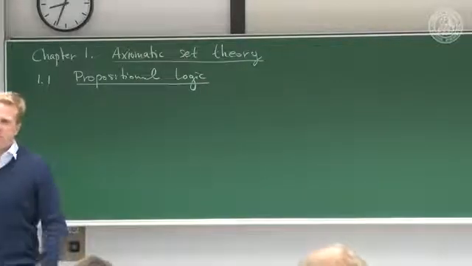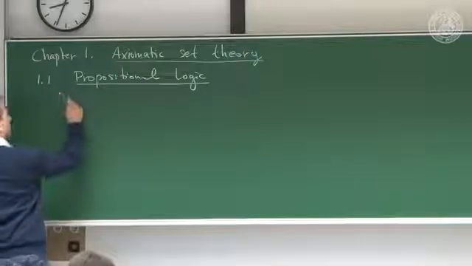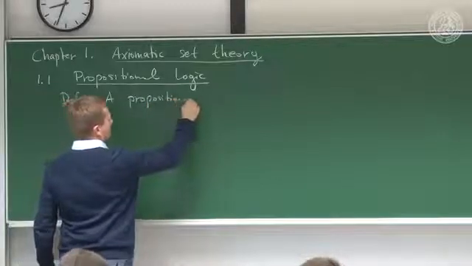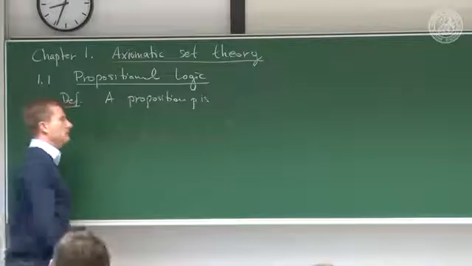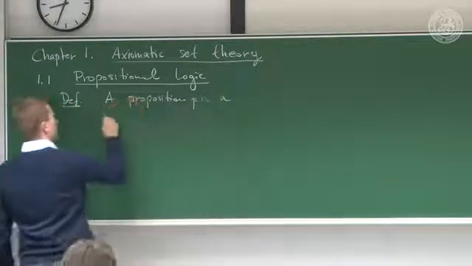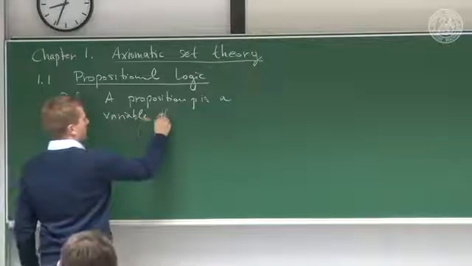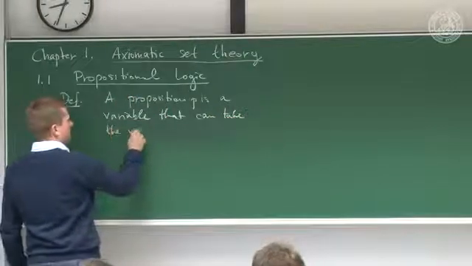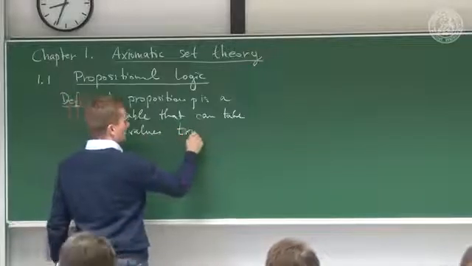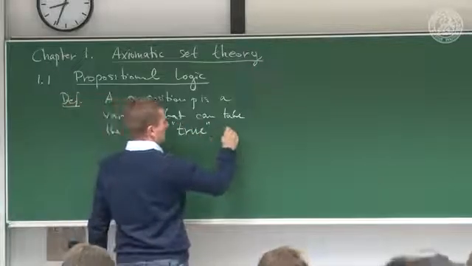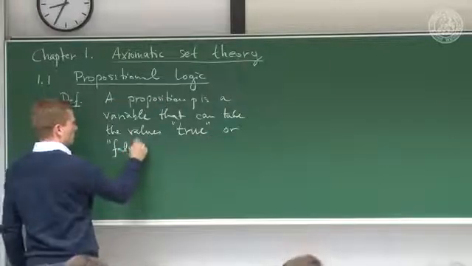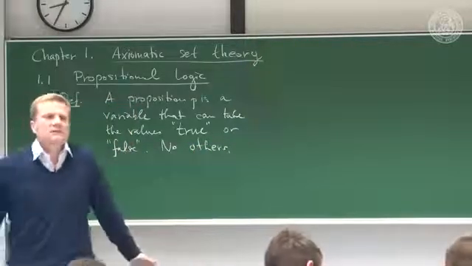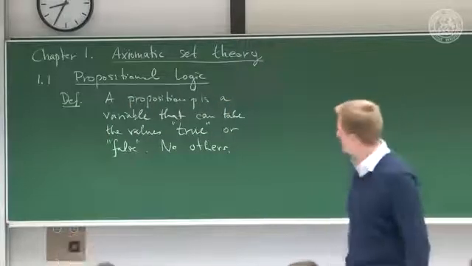Now, the key notion of propositional logic is a proposition. Definition: a proposition p, small p, is, well, let's call it a variable, whatever that means. It's a variable that can take the values true or false. And no others. That's it. That's a proposition from the point of view of propositional logic.